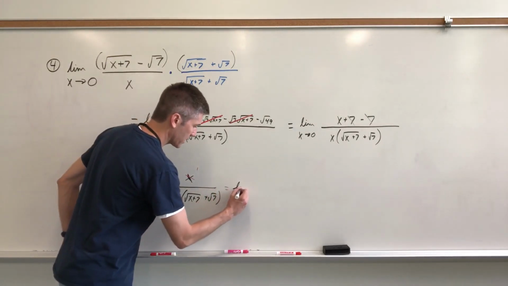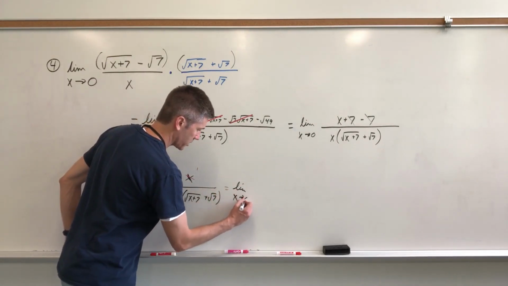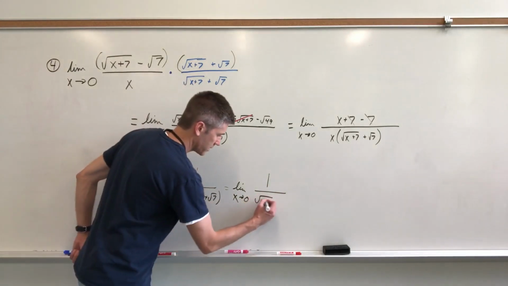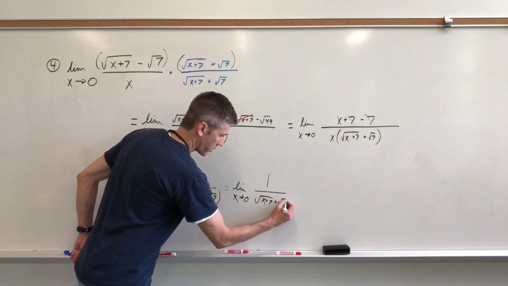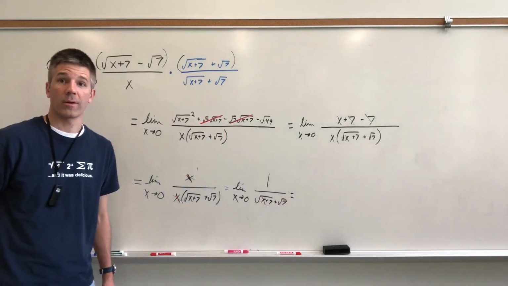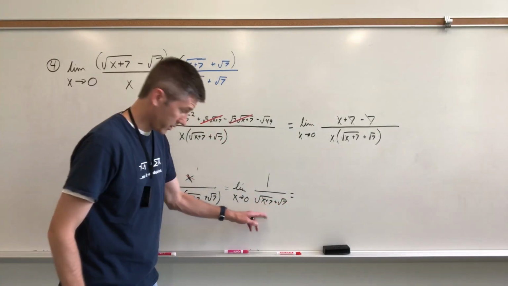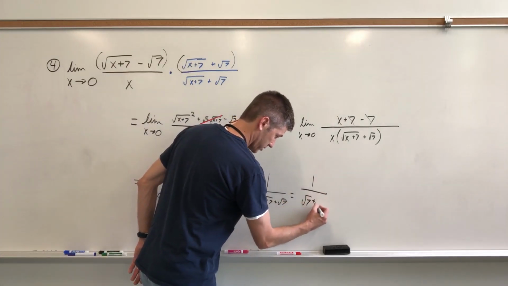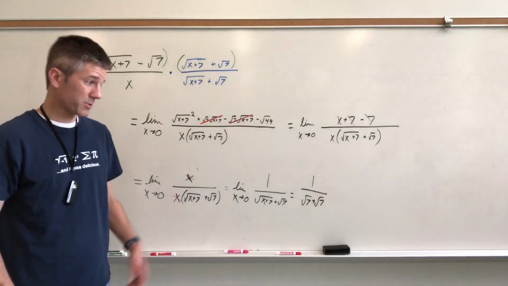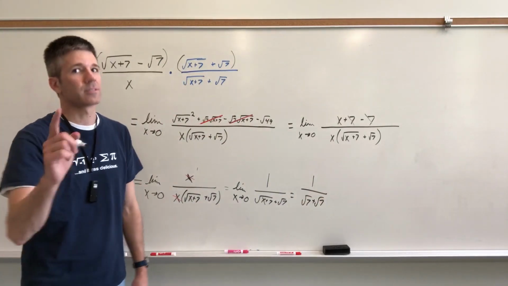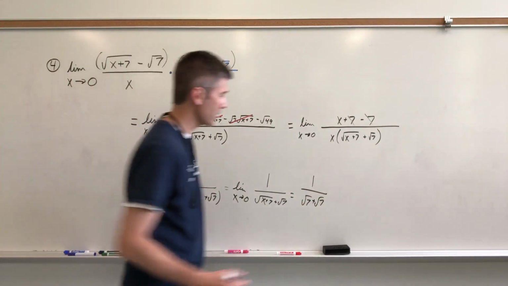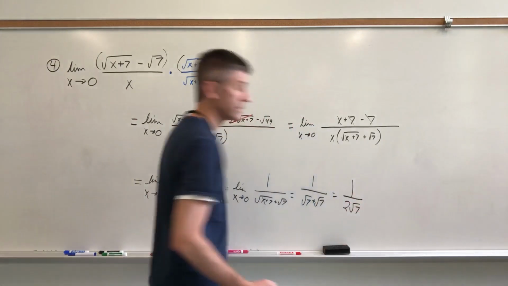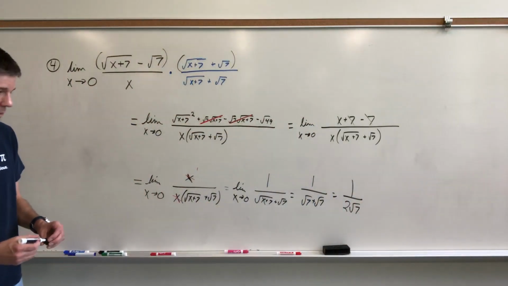So we have the limit as x approaches 0 of 1 over the square root of x plus 7 plus the square root of 7. I can now plug a 0 in for x. And so I have 0 plus 7, that's 7. So I have 1 over the square root of 7 plus the square root of 7. And well, square root of 7 plus the square root of 7 is not the square root of 14. It is 2 times the square root of 7. So I have 1 over 2 square root of 7. There we go. There's the first one like this.